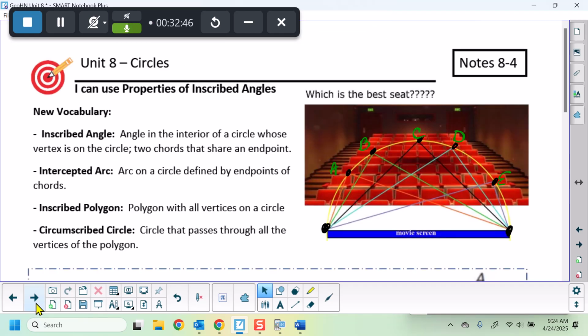All right. Today we're going to talk about 8.4, super quick. And here's a question for you. If I'm at a movie theater and the movie screen, I want you to picture that being the diameter of a circle around that arc. Which is the best seat? A, B, C, D, or E? Turn to your partner and talk about it. Go.